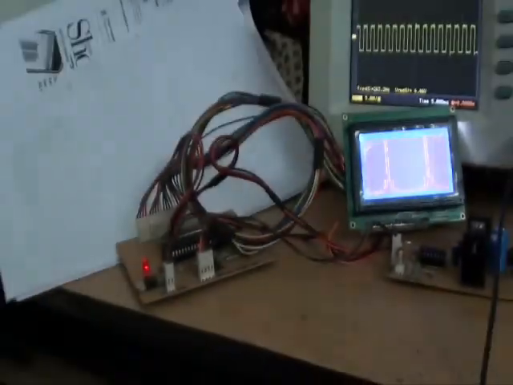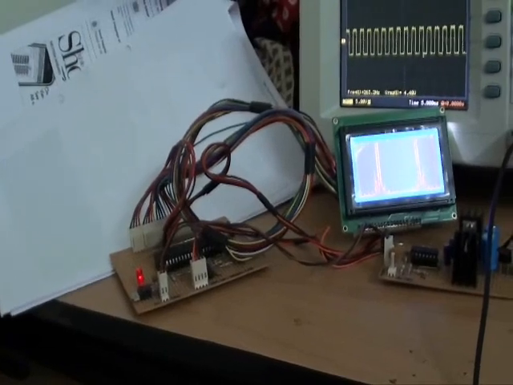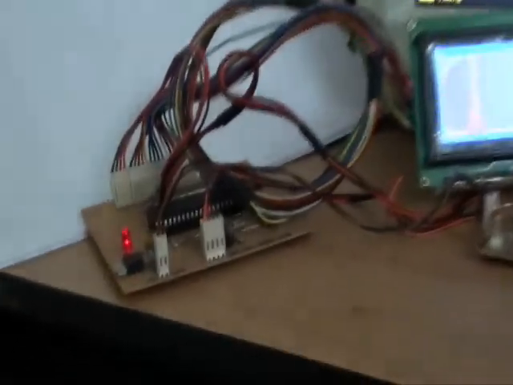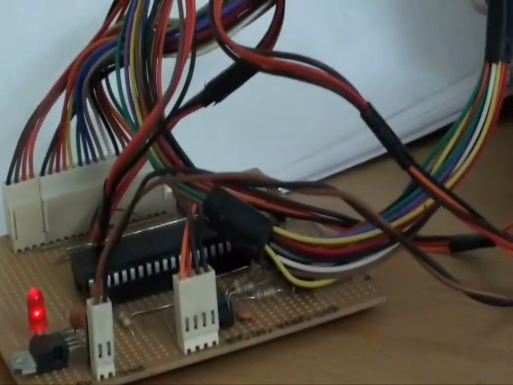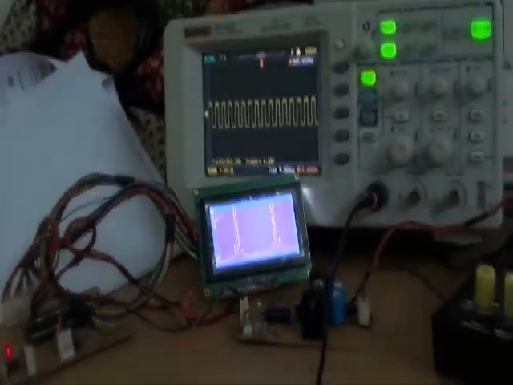The additional code that will be available in this particular project is the FFT code, which is available from Microchip, plus the graphical display, which you can use for something else if you want.